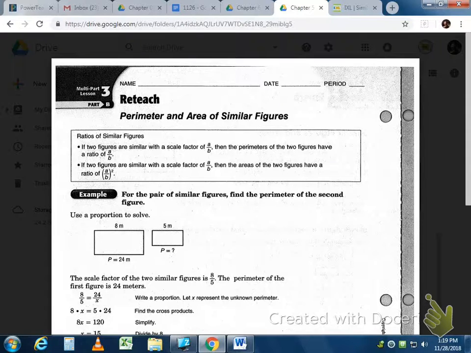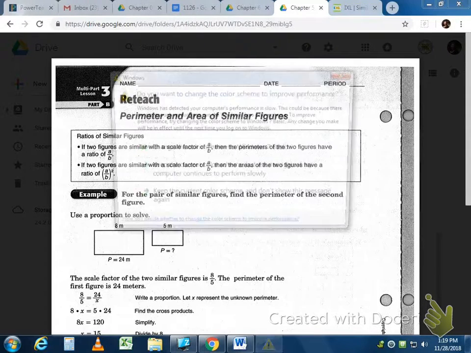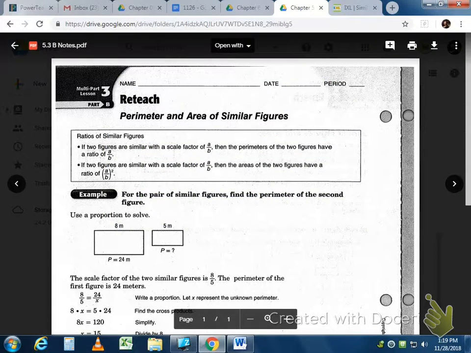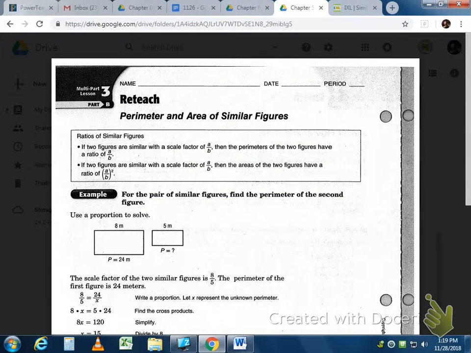First of all, if similar figures have a scale factor of A to B, so 2 to 3, or 1 to 5, or 1 to 2, we had all different kinds when we were looking at those, then the perimeters have the exact same ratio, A to B. They have the exact same ratio.